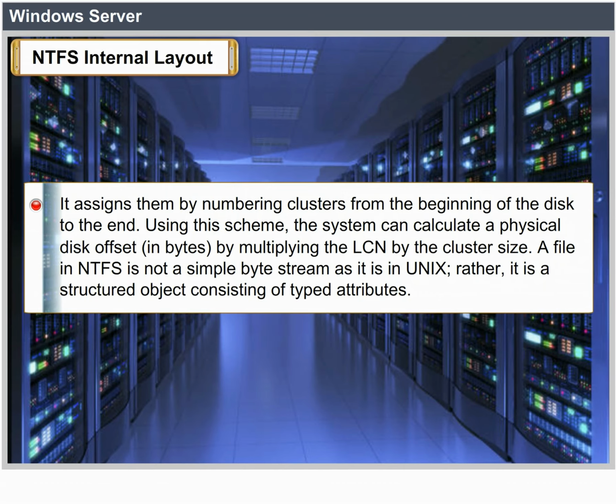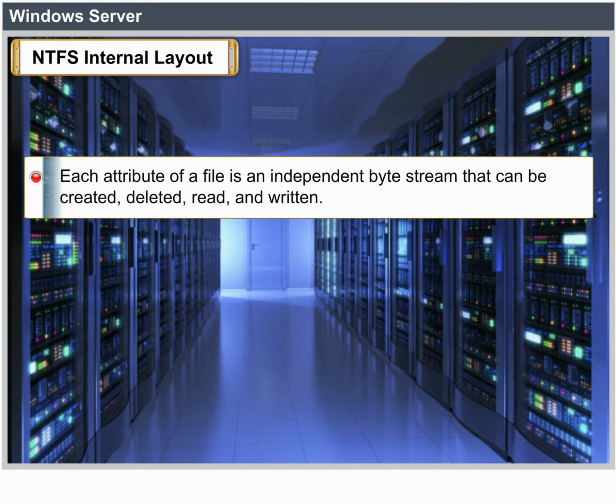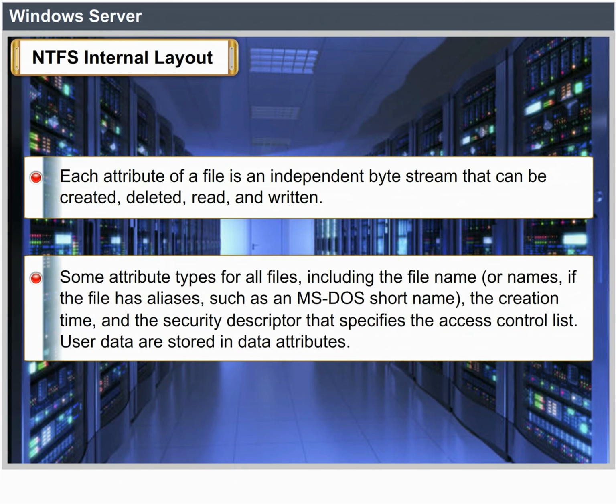A file in NTFS is not a simple byte stream as it is in Unix. Rather, it is a structured object consisting of typed attributes. Each attribute of a file is an independent byte stream that can be created, deleted, read, and written. Some attribute types are common to all files, including the file name or names if the file has aliases, such as an MS-DOS short name, the creation time, and the security descriptor that specifies the access control list. User data are stored in data attributes.